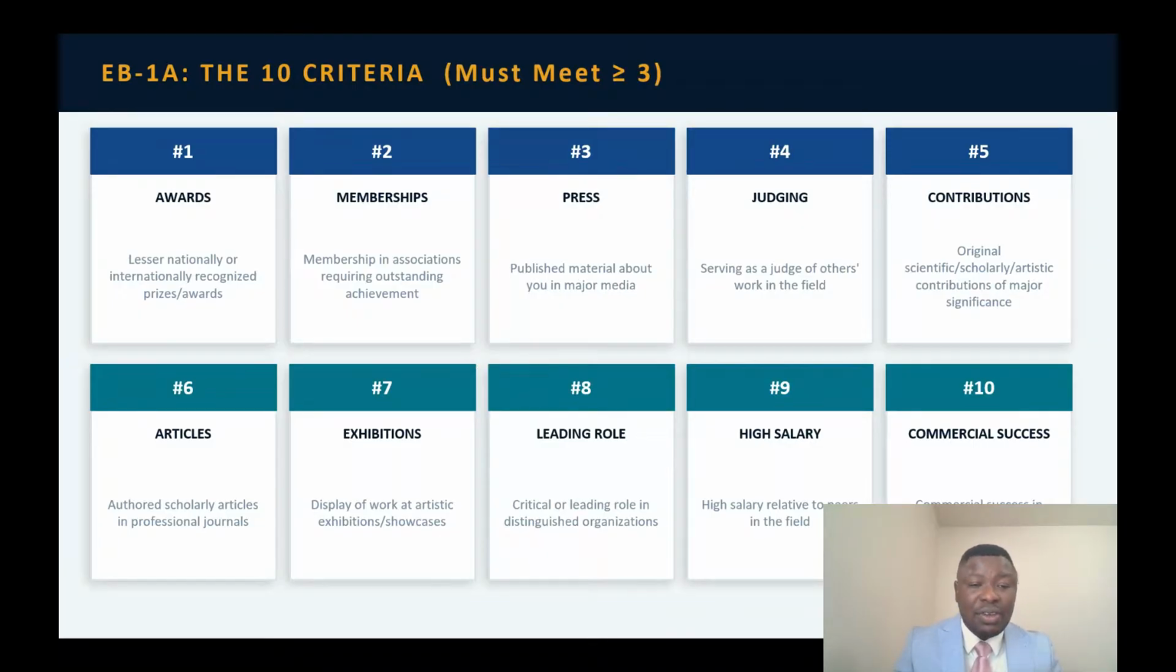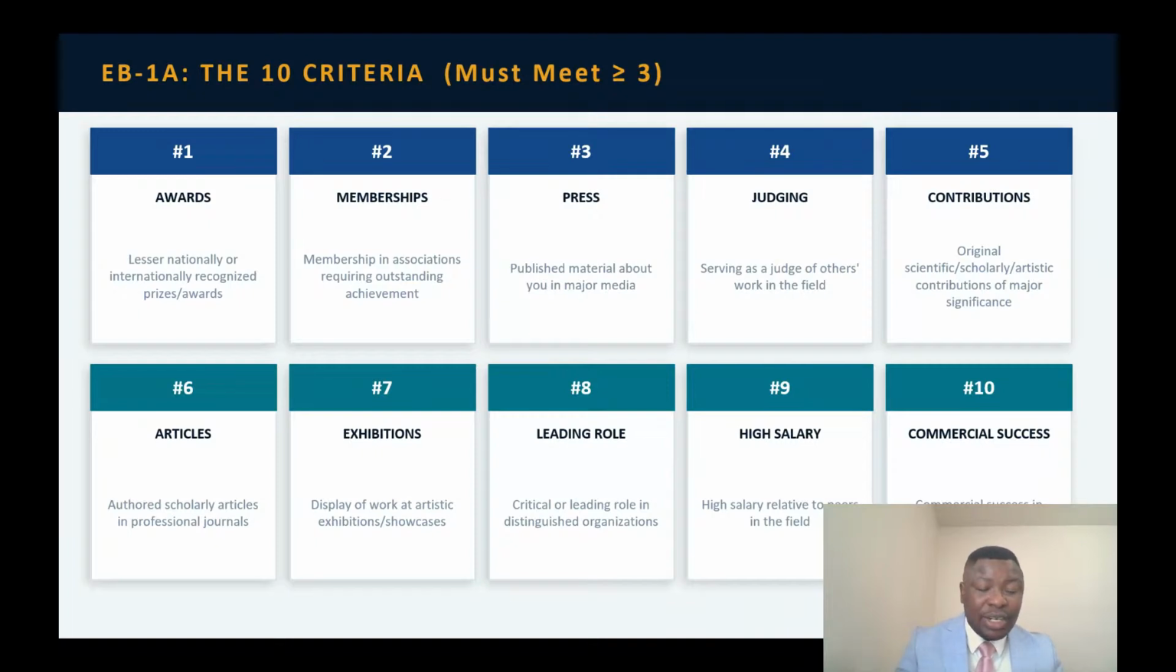And number 7 is exhibitions. That is the display of your work at artistic exhibitions or showcases. This is more related to artists. So if your work has been displayed at artistic exhibitions or showcases, maybe you're a musician and you sang in a concert, or you're an artist and you displayed your work in an artistic exhibition, then you could claim this criterion.